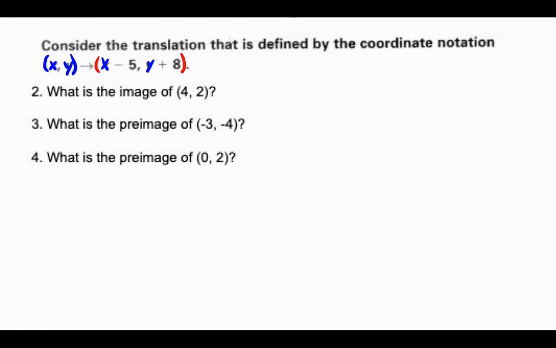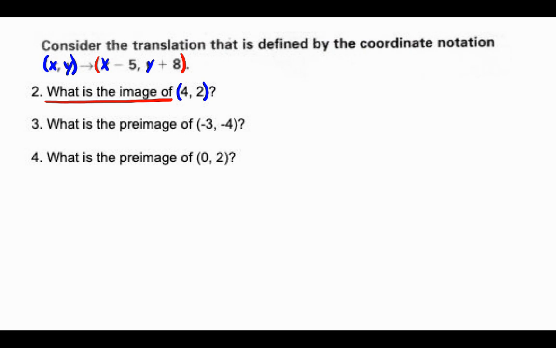In the next problem, we have been told a coordinate notation, and we have to find an ordered pair. Pay close attention to which one you're asked for and which one you're given. When we are asked for the image, we're asked for the second part of our notation, and that means that this (4, 2) is our pre-image.